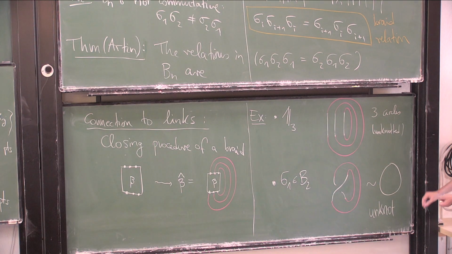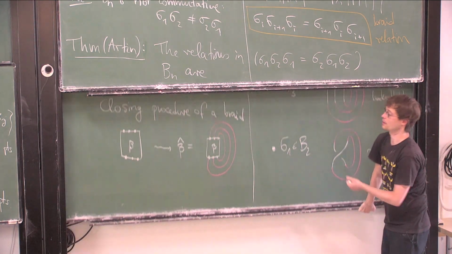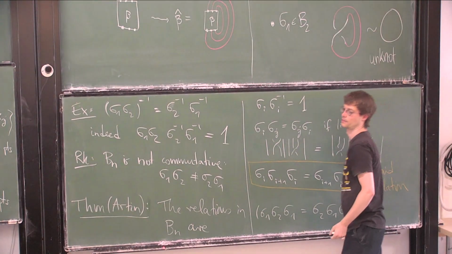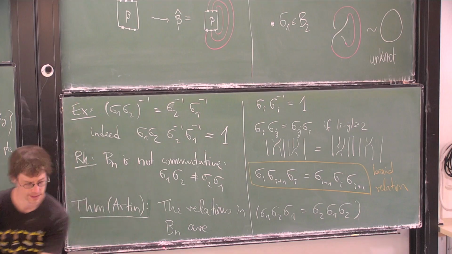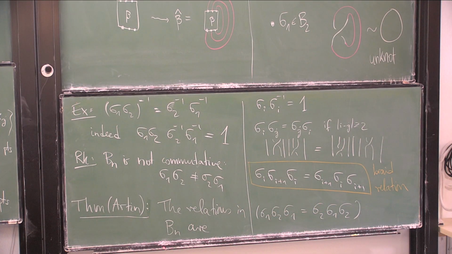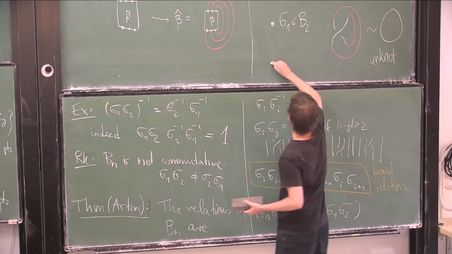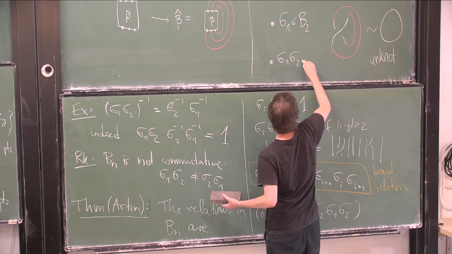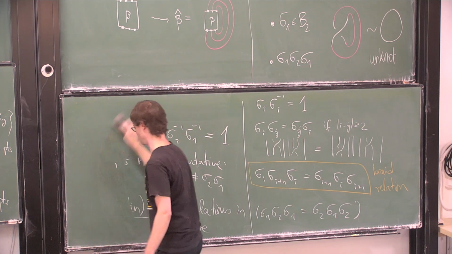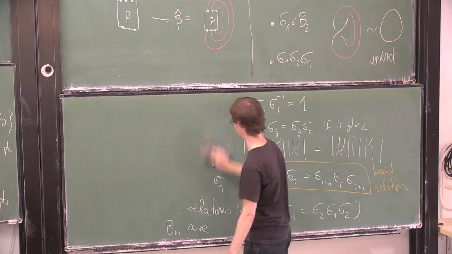Maybe one more example, and then I will give the definition of what actually all these objects are. These knots, what is it exactly? The last example you can already think about is sigma 1, sigma 2, sigma 1. I draw the picture and try to simplify it and see what happens.